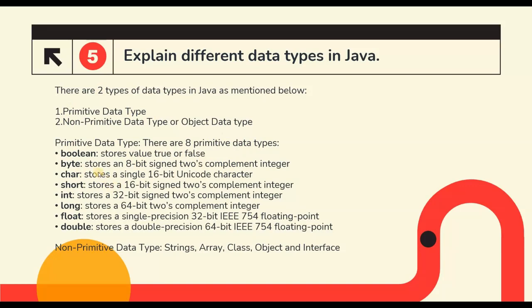Boolean stores true or false. Byte stores 8-bit signed. Character, short, int, long is 64-bit, float is 32-bit, double is 64-bit, right? And the non-primitive type is a kind of reference data type that contains a memory address of the variable values, because it is not able to directly store the values in memory. So these are string, arrays, class, object, interface. These are the types of non-primitive type. Okay.